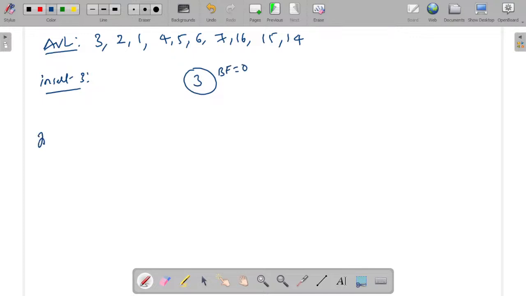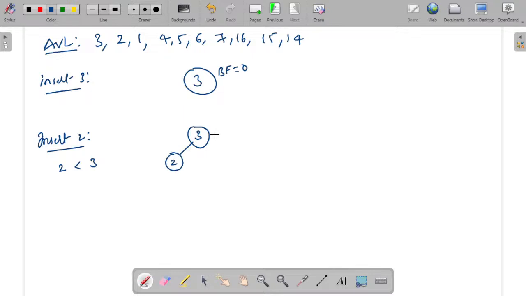Now we will insert the next number, which is 2. To insert 2, as there is a node already in the tree, I have to first make a comparison between the root node and the new element which has to be inserted. So here 2 and 3 are compared. After comparing, 2 is smaller than 3 and the left child of 3 is null, which means there is no node in the left child. So I can insert 2 directly as the left child.